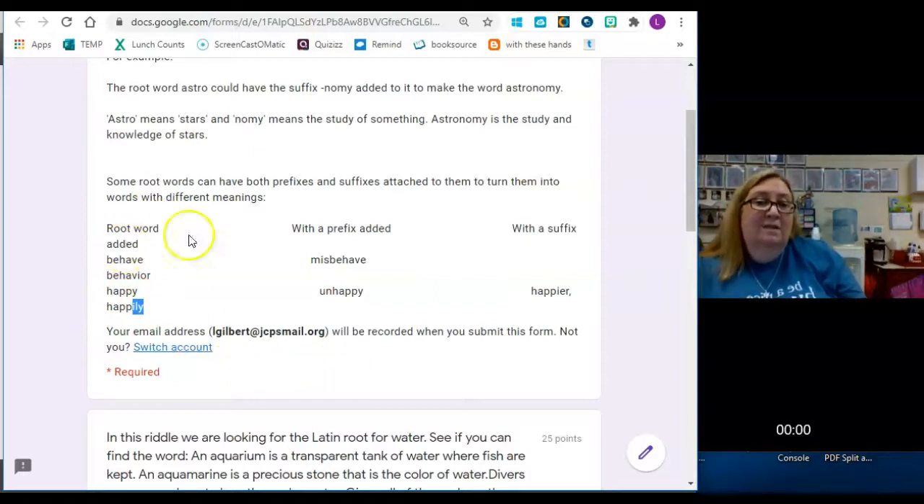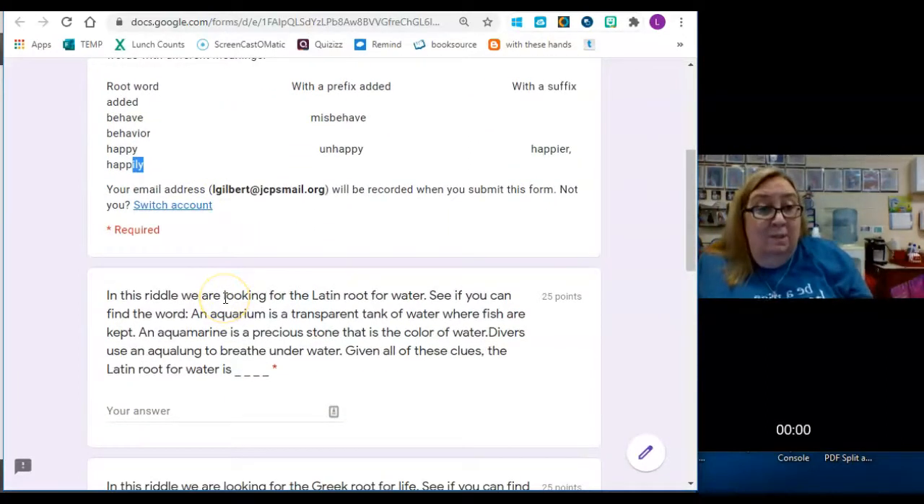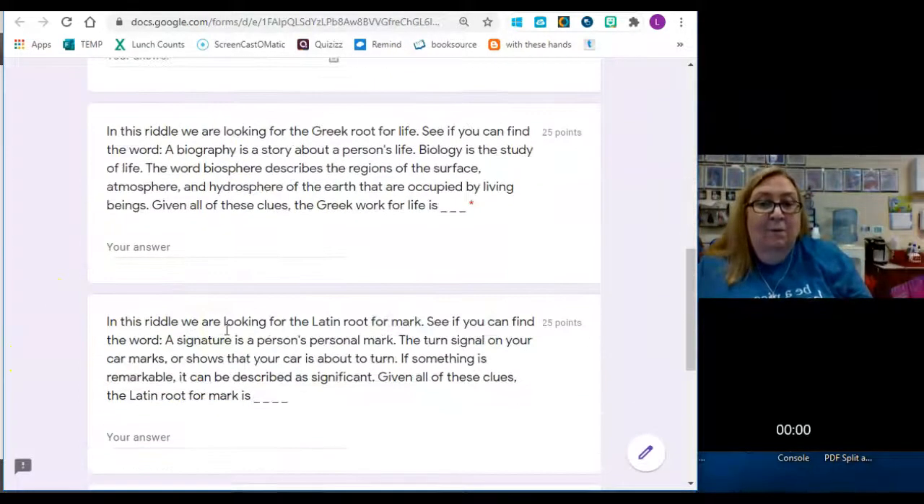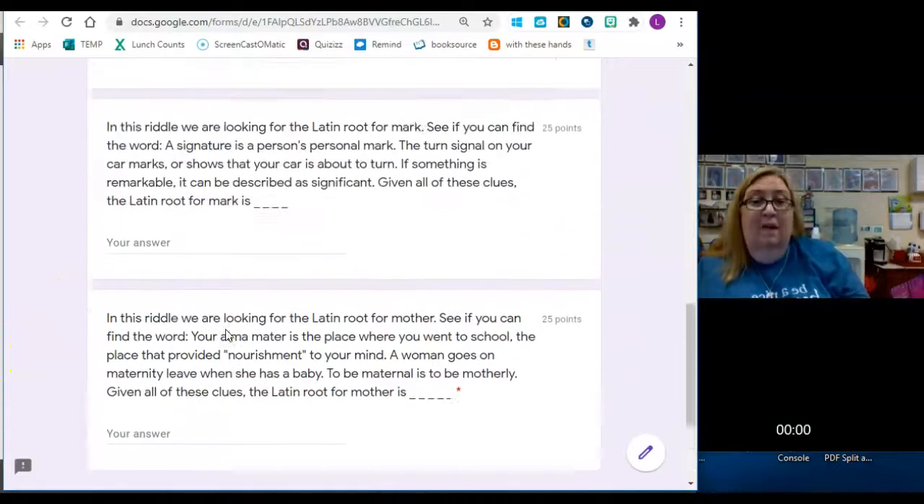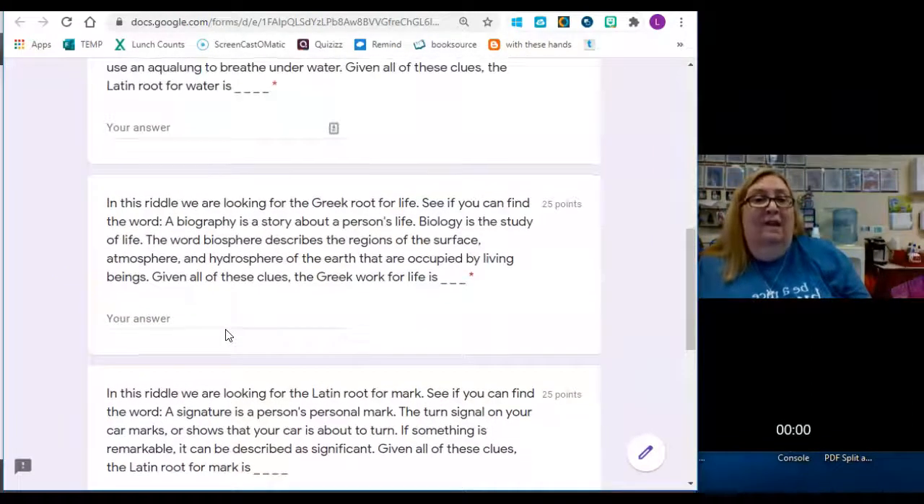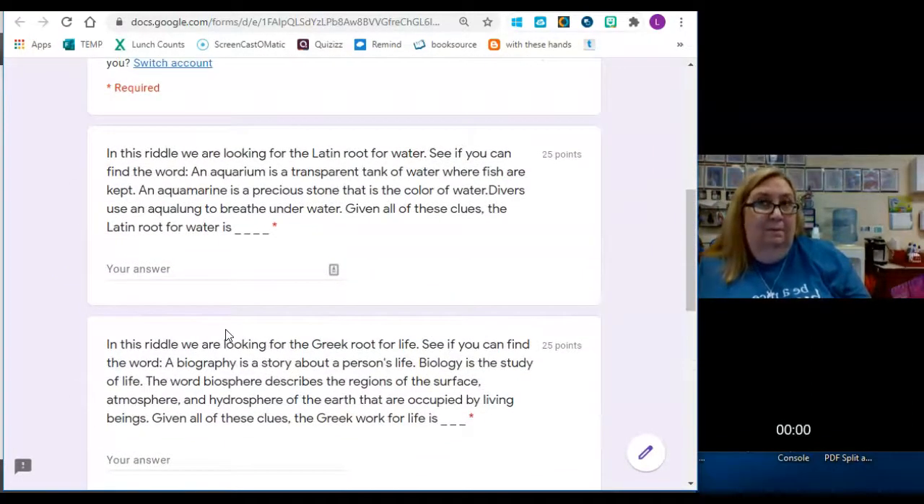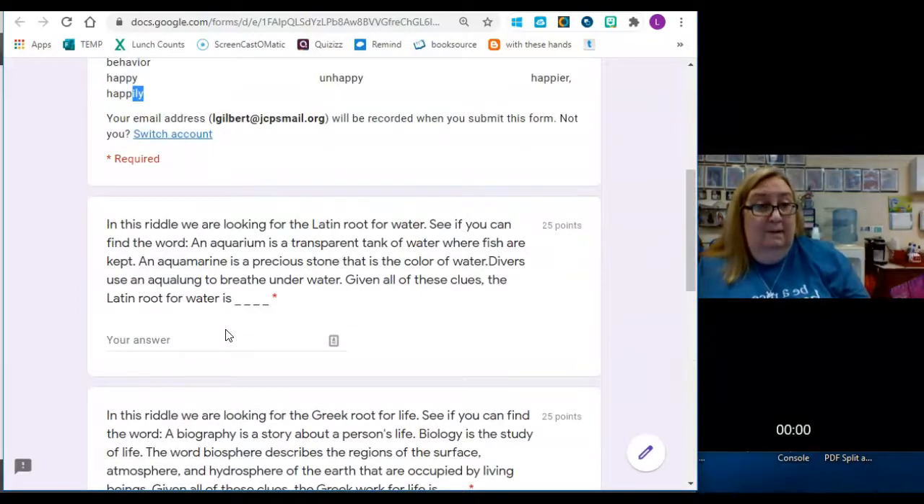Okay? So this is how we figure out what words mean, by picking them apart and looking at each of the pieces and the parts of each word. I'm going to do this one with you, so I hope you're paying attention. Today you've got 4 riddles, and you're going to try to figure out what each word is supposed to be. You're going to solve the riddle.